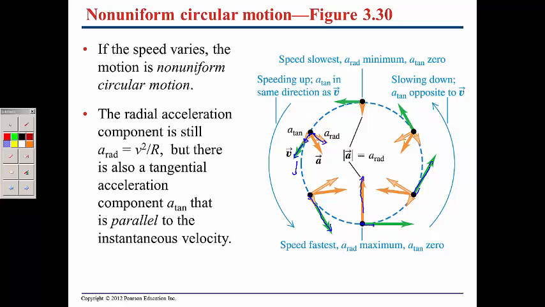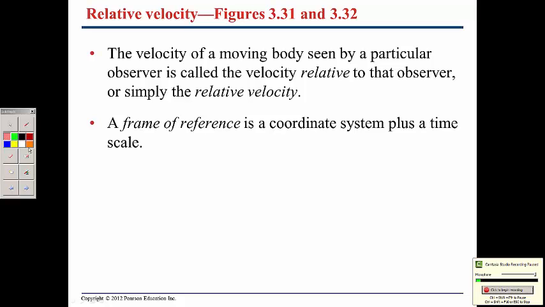and then the object slows down, still going radially. There was a tangential acceleration in the direction opposite of the velocity, and so on and so forth. The speed of this object is changing as a function of time. That's what makes it non-uniform circular motion.